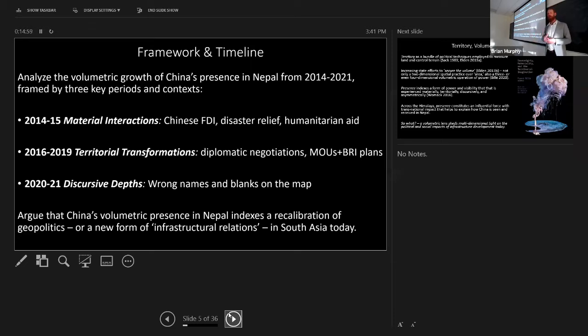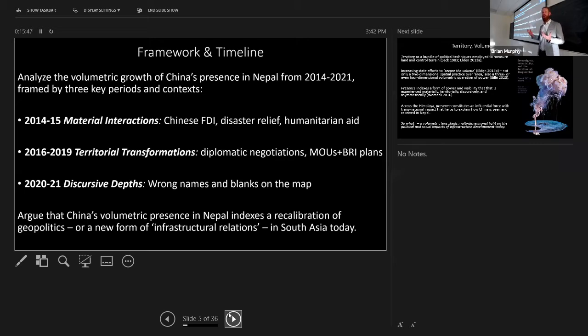Following this, in 2016 up through 2019, there was a significant transformation in territorial or extraterritorial activity of China and Nepal. This was articulated through diplomatic negotiations, trade and transit treaties in particular. These were agreements that were formalized into new memoranda of understanding that were then codified in the 2019 Belt and Road Forum and integrated into Nepal's Belt and Road Framework in October of 2019.